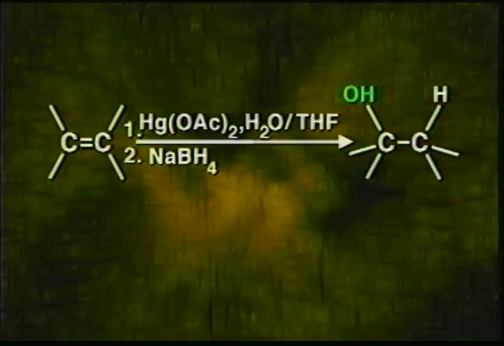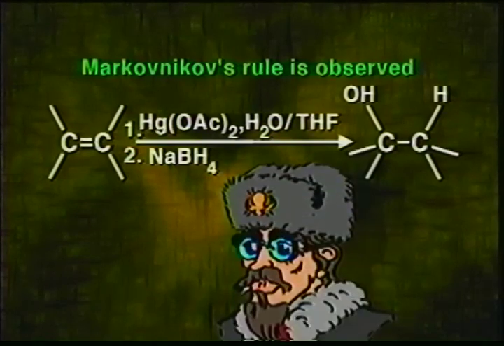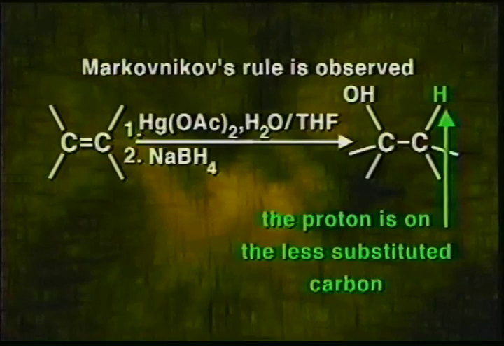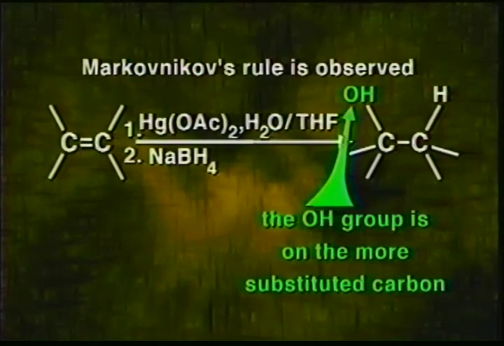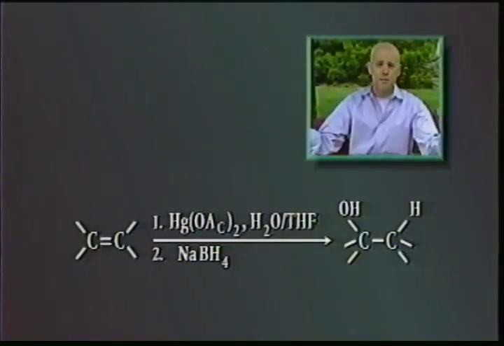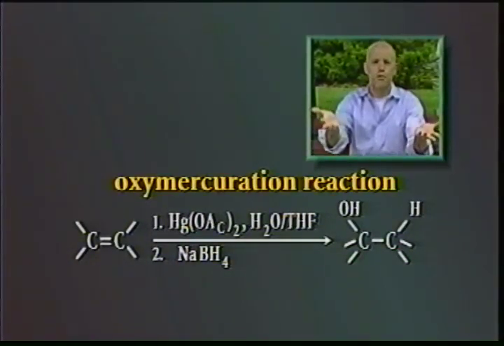We've got an OH group and a proton on adjacent carbons, and we tell everybody that my product follows Markovnikov's rule. By saying that, you're telling them that the proton is on the less substituted carbon, while the OH group is on the more substituted carbon. And that's it. That's an oxymercuration reaction.